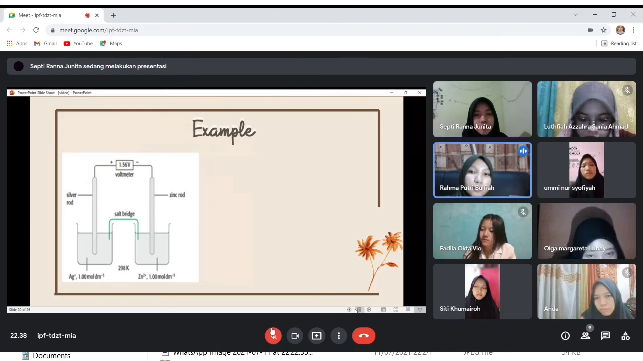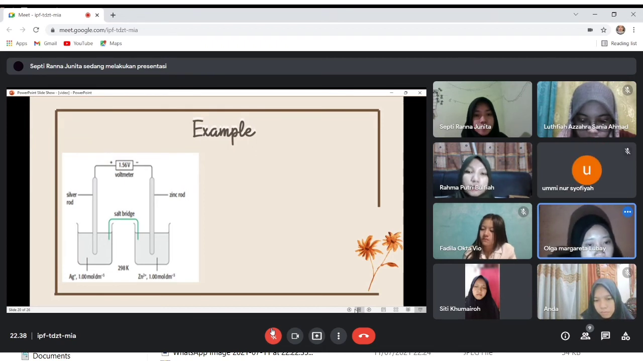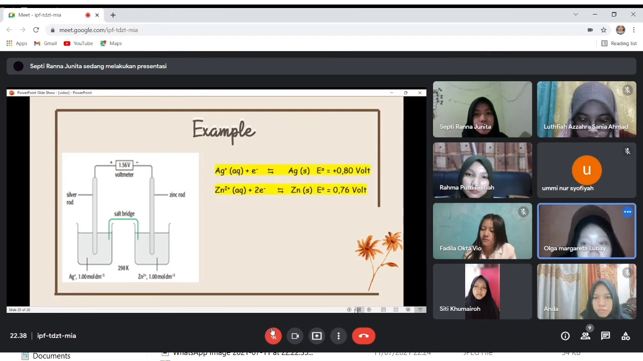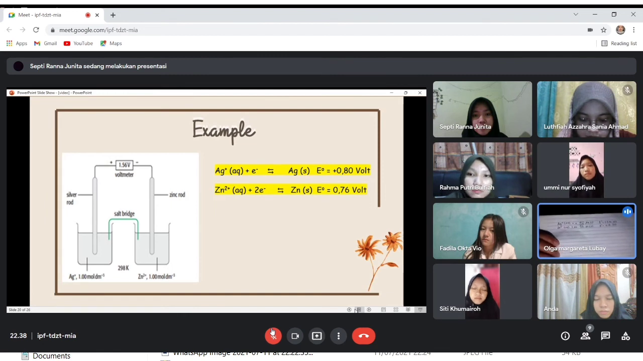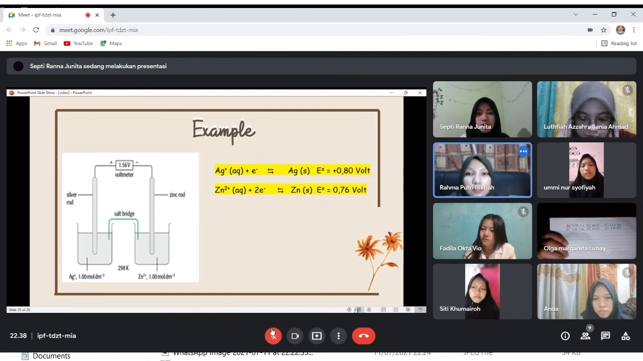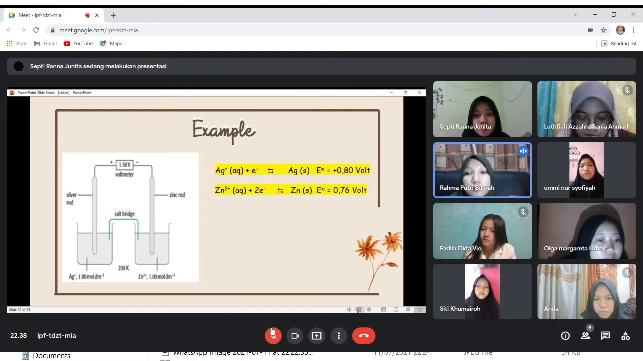What is the chemical equation for the cell? I want to try, miss. Okay. Okay, good. Does anyone know the voltage of the cell?